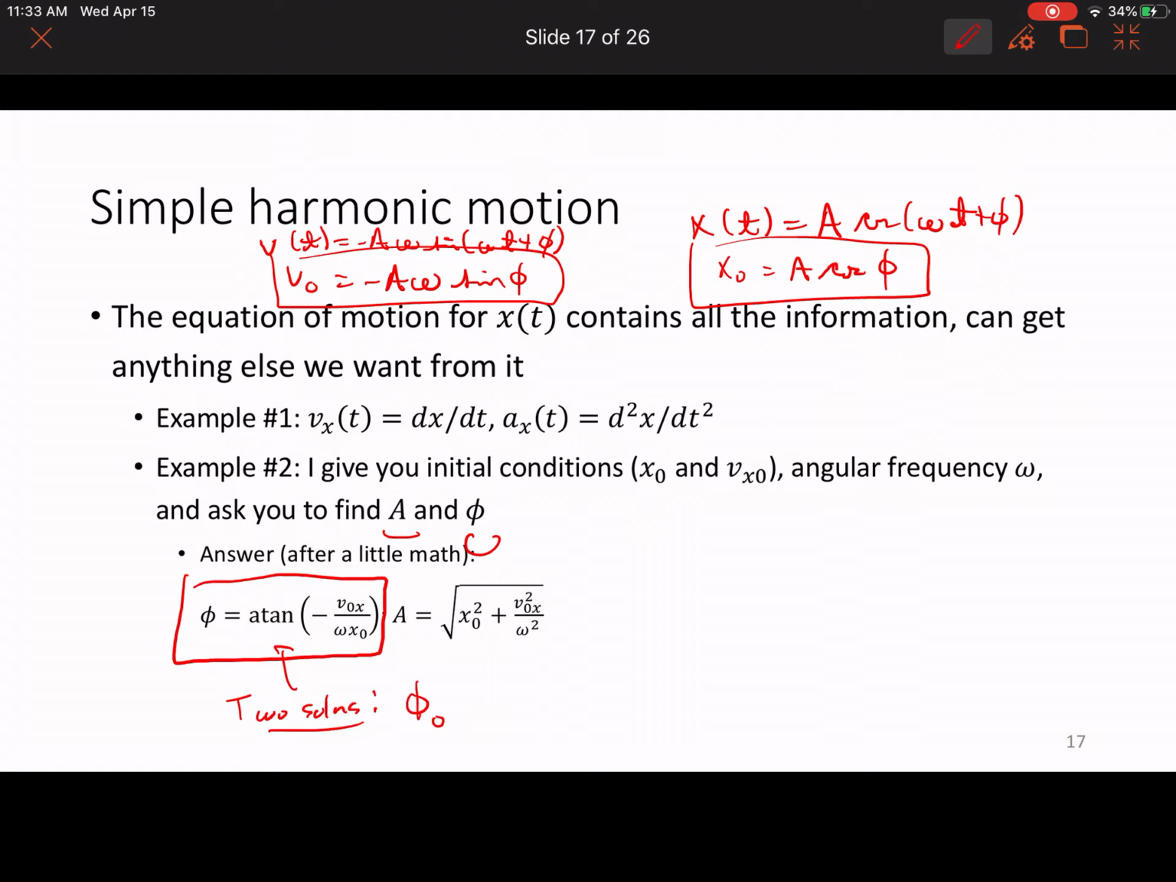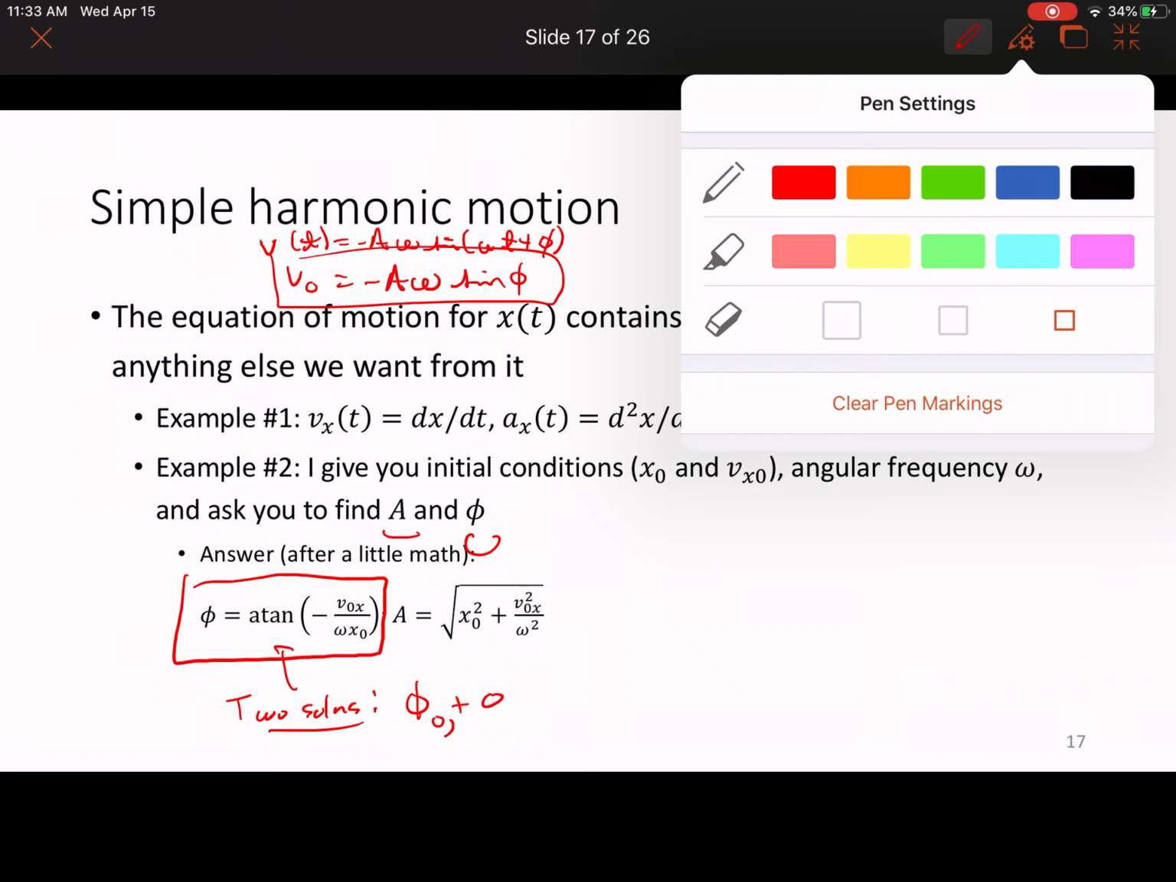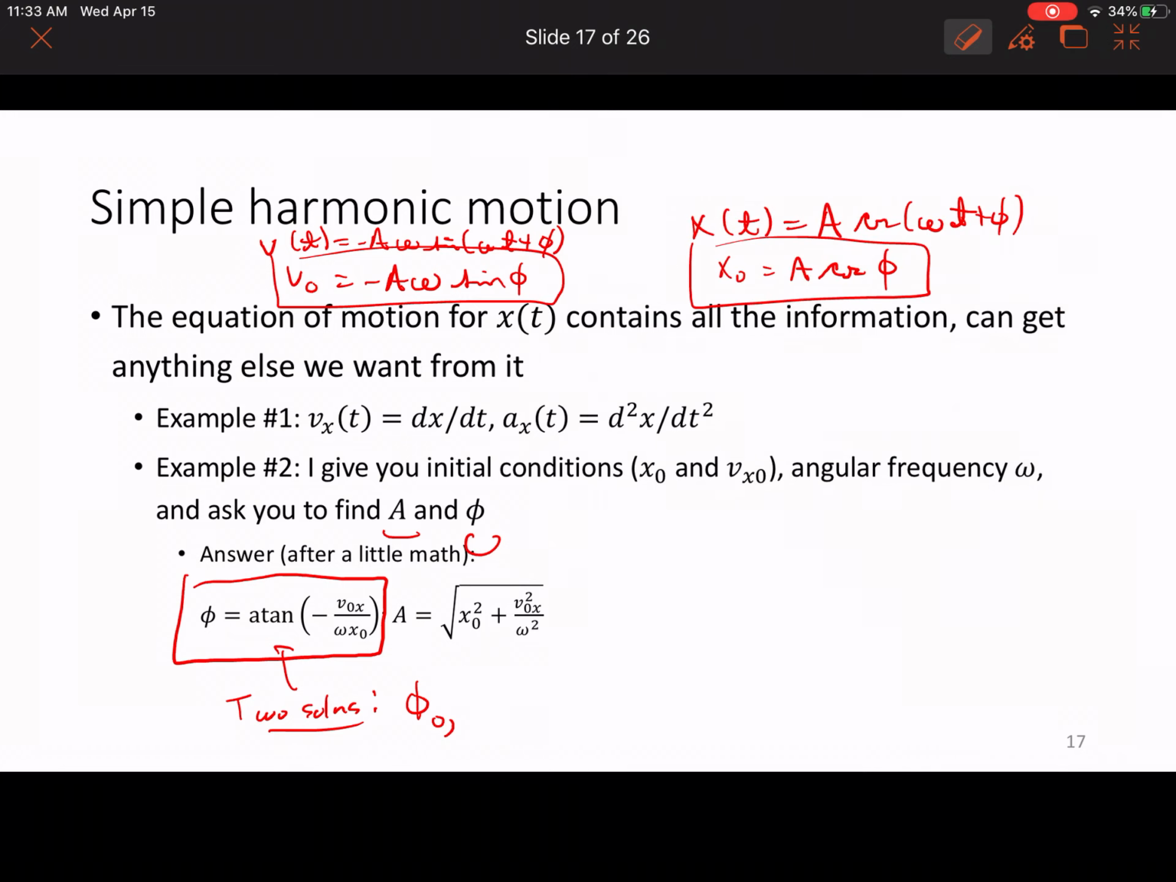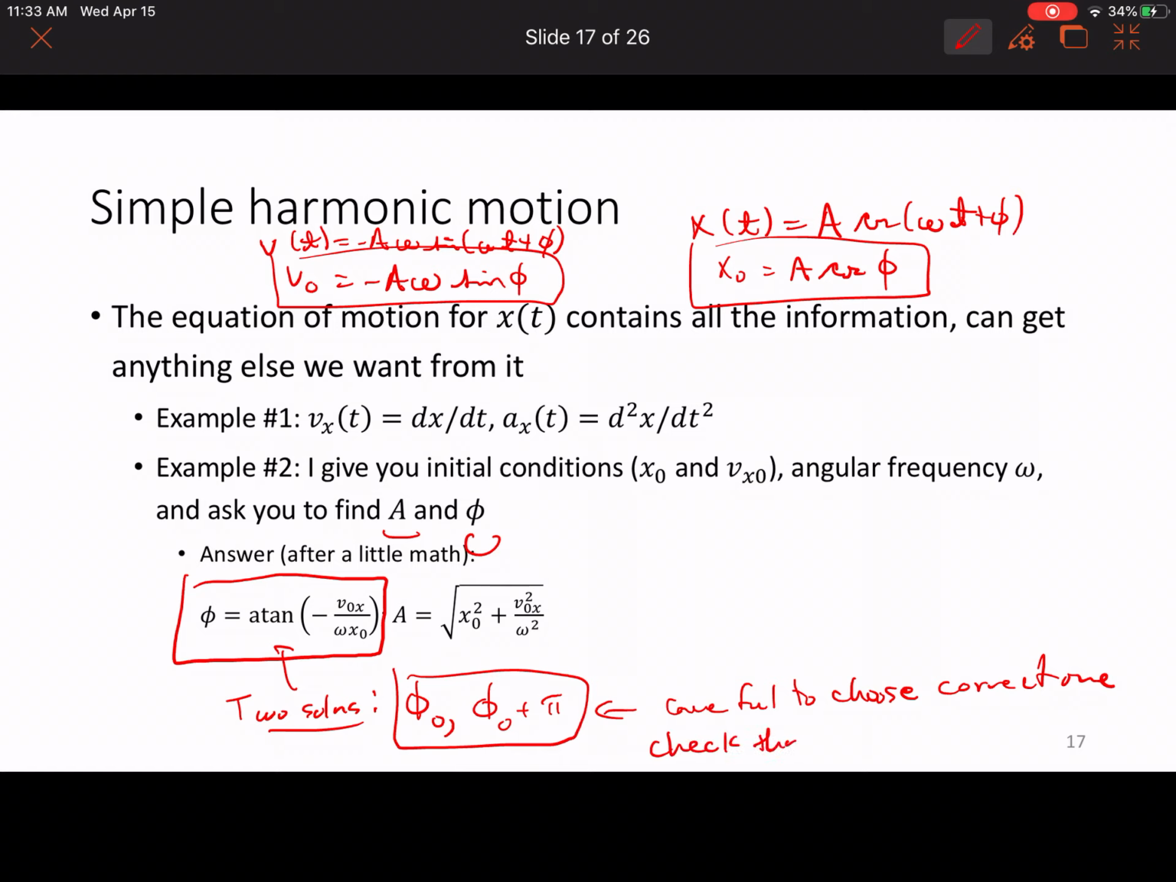Let's call it phi. And that same value plus pi radians. Okay, so there are two different solutions that you could get that both satisfy this equation. So you simply need to be careful to choose the correct one. And the way to do this is check that it gives the correct value of x0 and v0. Okay, so plug them into the equations for x0 and v0 and check that it gives the right answer.